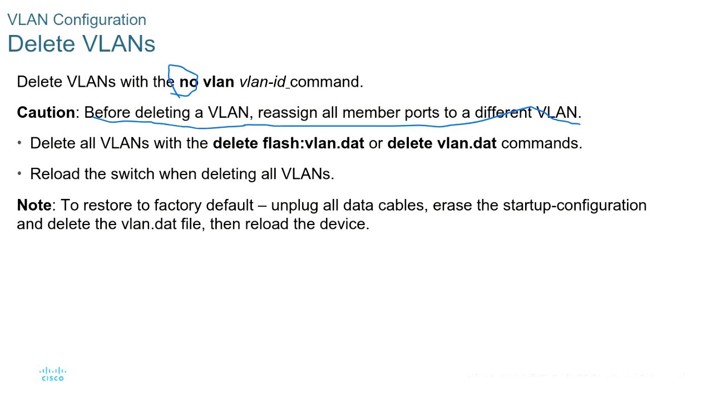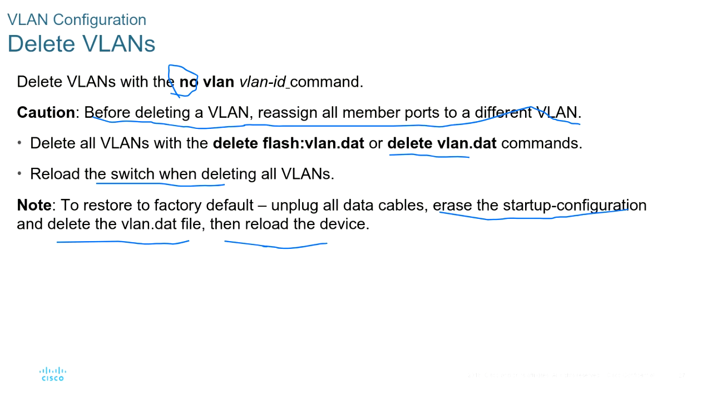If I want to delete all the VLANs, we do what we do at the beginning before we do a lab. Delete VLAN.dat, press enter 3 times, and then reload the switch. So if I want to restore factory default configuration, erase the startup configuration file, delete the VLAN file, then type the reload command and reload the device.